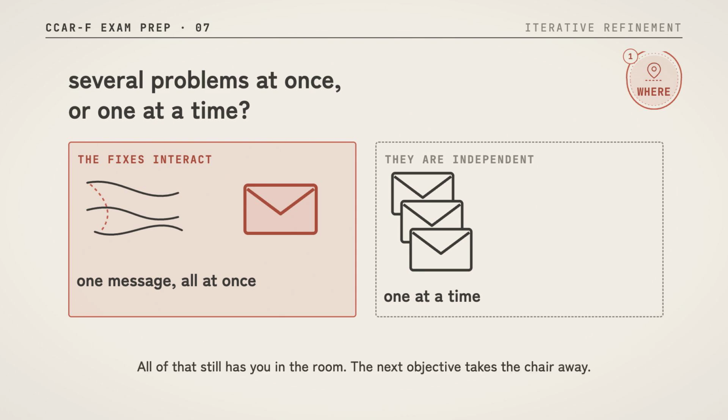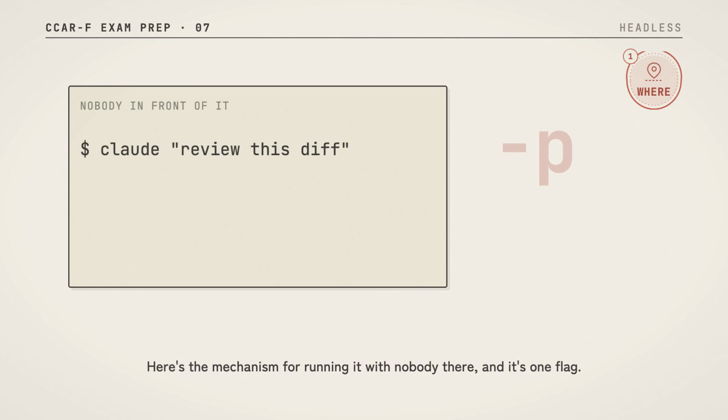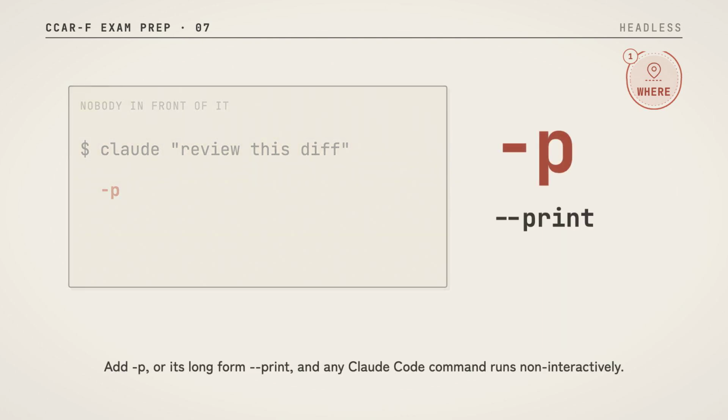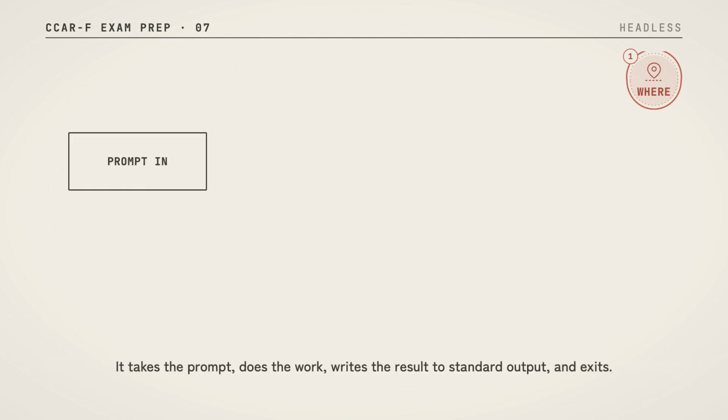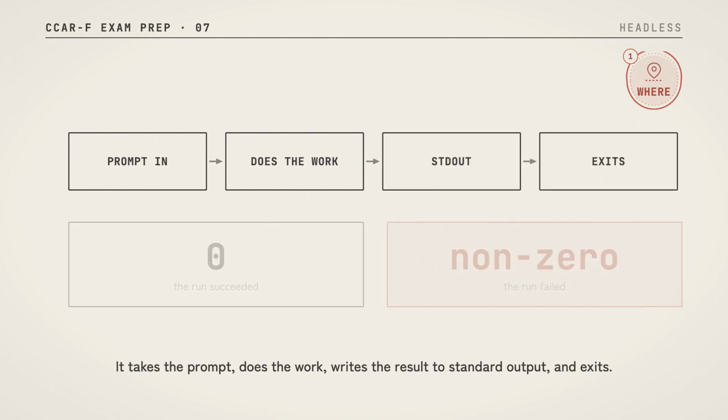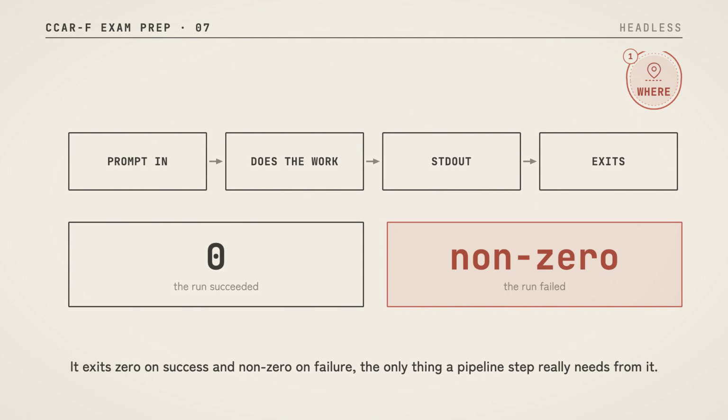All of that still has you in the room. The next objective takes the chair away. Here is the mechanism for running it with nobody there, and it's one flag. Add -p or its long form print, and any Claude Code command runs non-interactively. It takes the prompt, does the work, writes the result to standard output, and exits. It exits 0 on success and non-zero on failure, the only thing a pipeline step really needs from it.